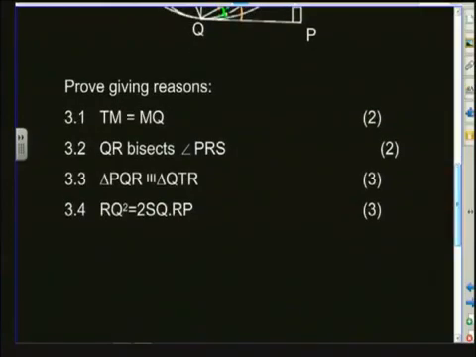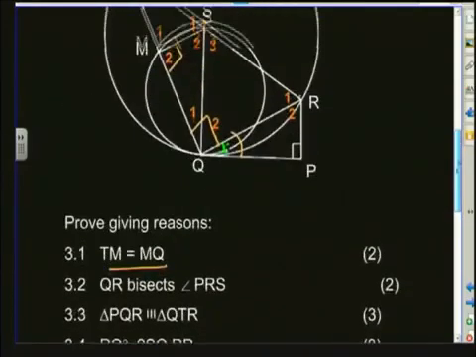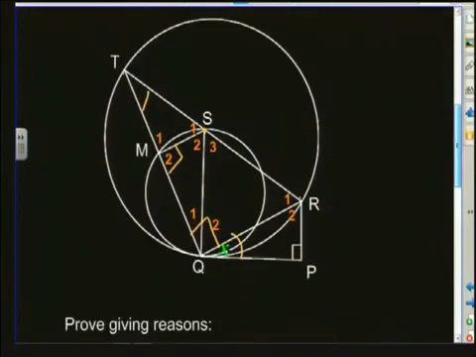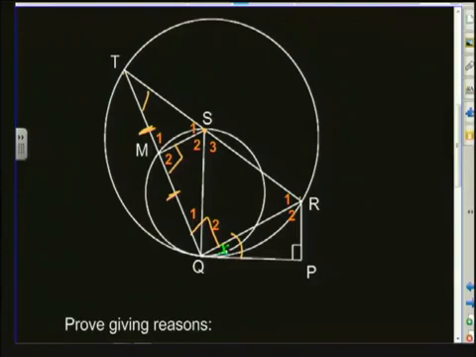First part, they say prove, giving reasons, that TM is equal to MQ. So on your diagram, they're asking you to show that TM is equal to MQ. Now remember, you were given that S is the center of the larger circle. Okay? TQ is a chord of the larger circle. And we saw just by drawing all our given information on the diagram that M2 is 90 degrees. Well, we've shown in our heads, we already have an idea of where we're going.